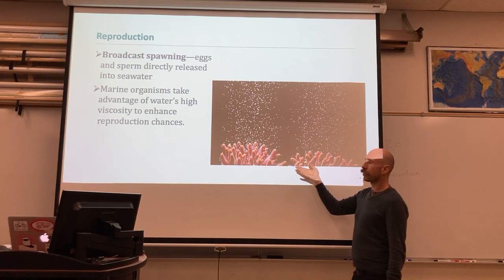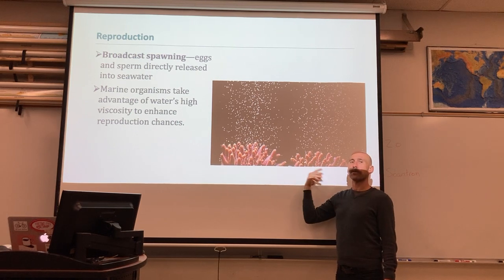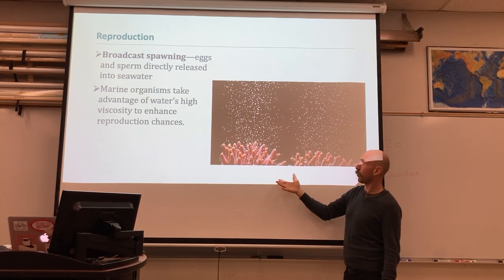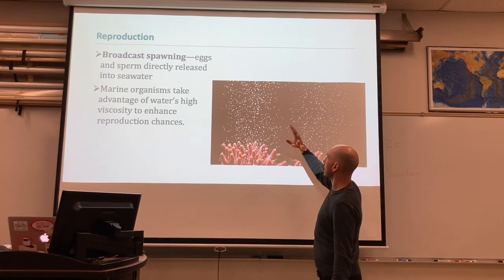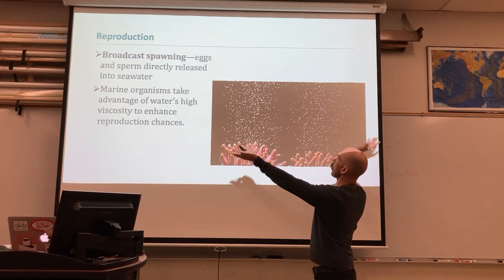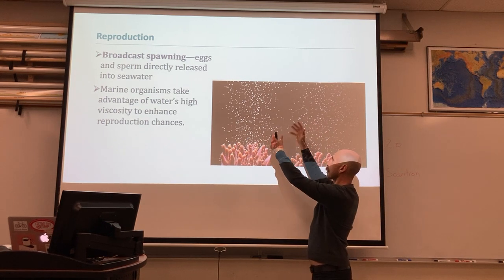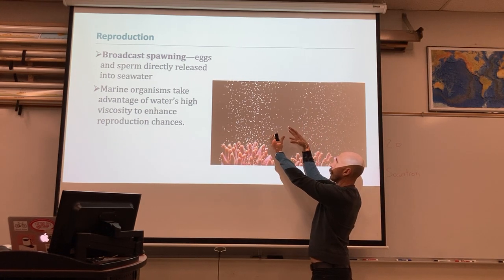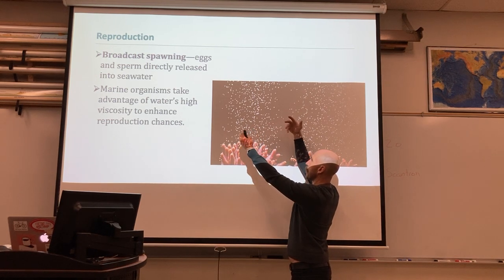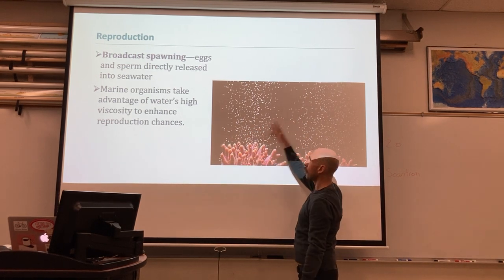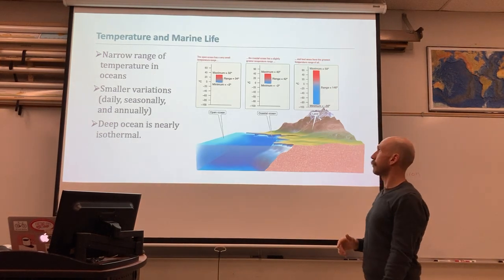Certain species in marine environments will reproduce through a process called broadcast spawning. It's where the eggs are released, the sperm is released, and they're taking advantage of certain areas in the water's viscosity to keep the zygotes suspended, and then for fertilization to occur and reproduction chances to be enhanced.